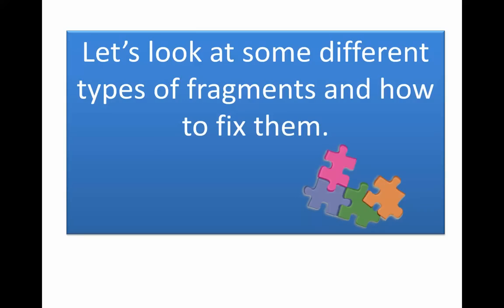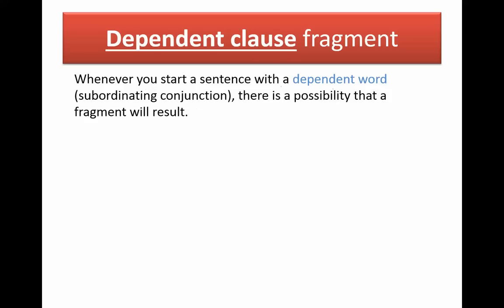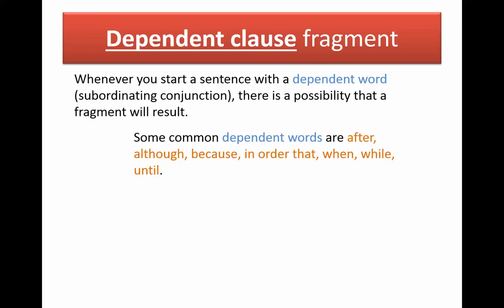Let's look at some different types of fragments and how to fix them. The dependent clause fragment. Whenever you start a sentence with a dependent word, also called a subordinating conjunction, there is a possibility that a fragment will result. Some common dependent words are after, although, because, in order that, when, while, and until.